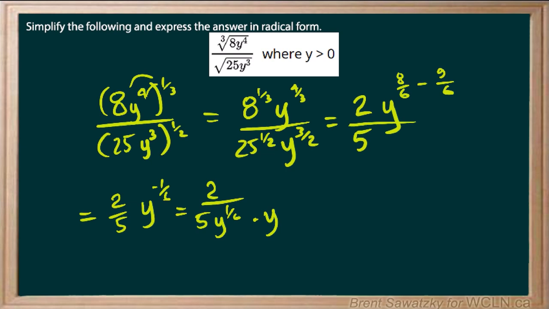Well, 5/6 would work, because then we would have 1 plus 5 is 6. 6/6 is a full y. So perfect. So y to the 5/6. So 2y to the 5/6 over 5. And we have 6/6 or just 1.